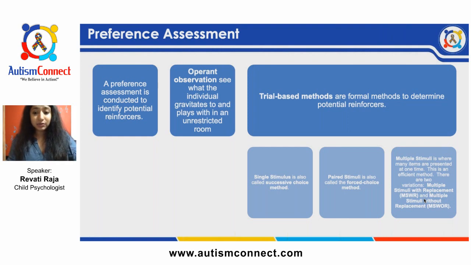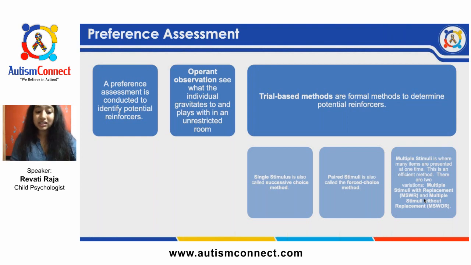Then there is the paired stimulus, which is also called the forced choice, which means that you present two items to the person, and you record the data of how many times a particular item was chosen, and these items are then put into rank order.